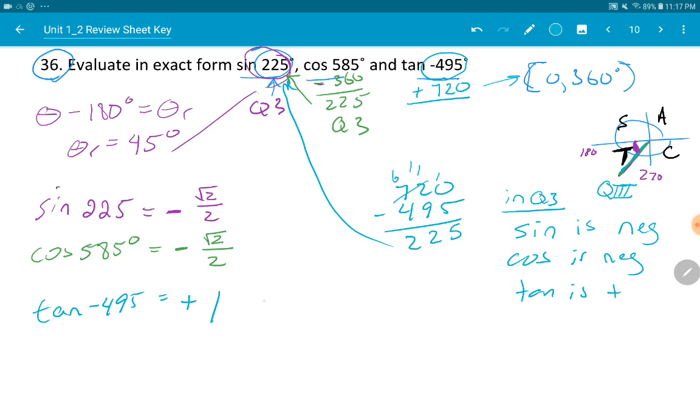So just to recap here, this one was equal to the positive of tan of 45. This one equals the negative of the cosine of 45. And this one equals the negative of sine of 45.